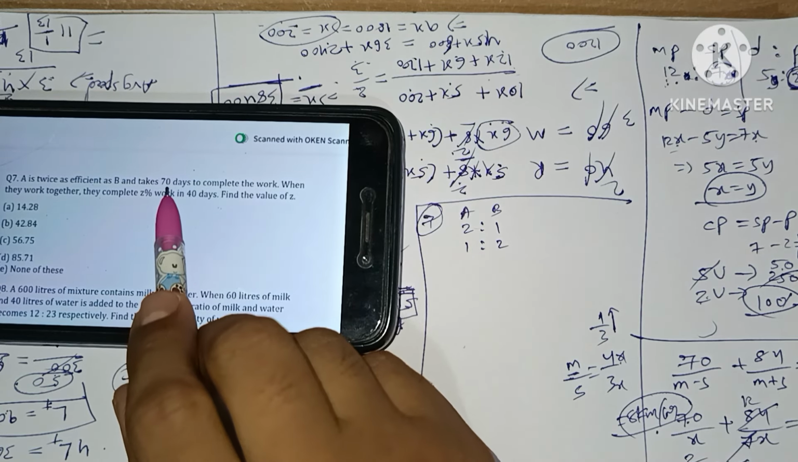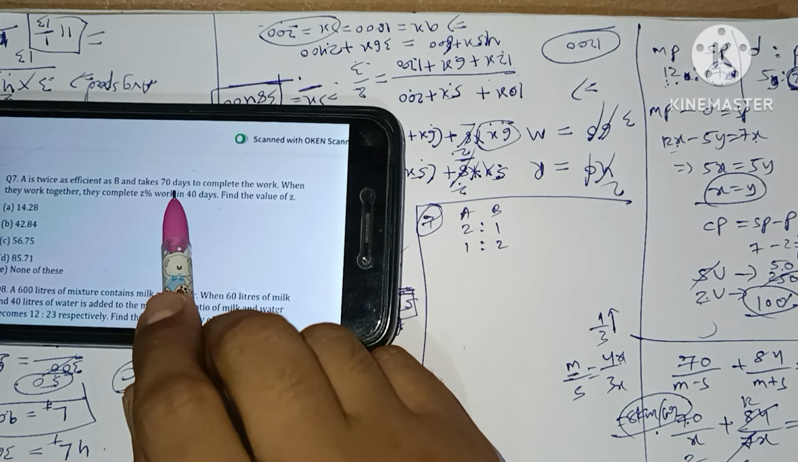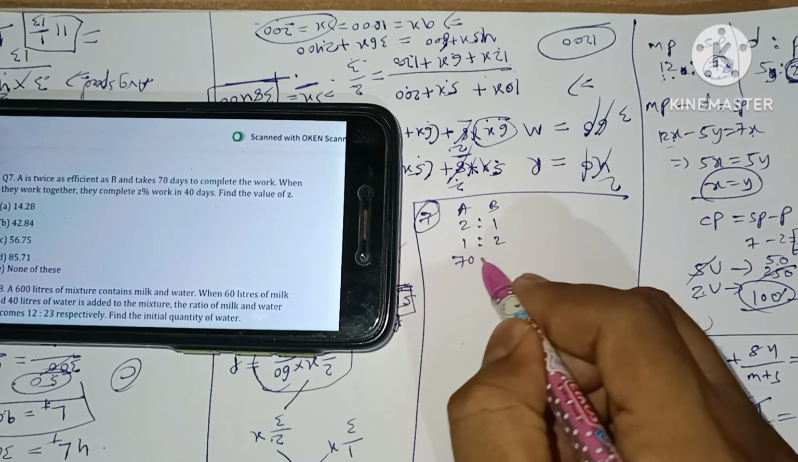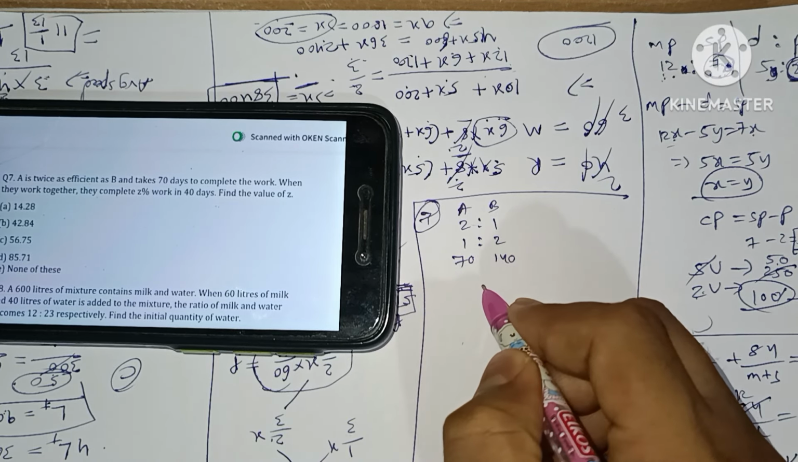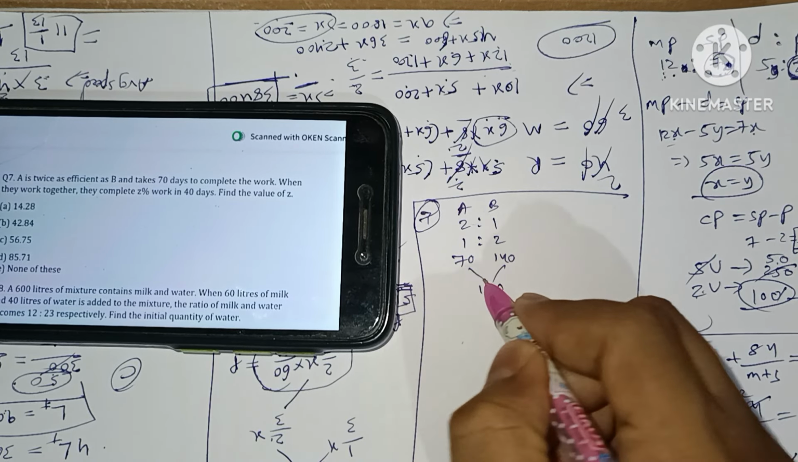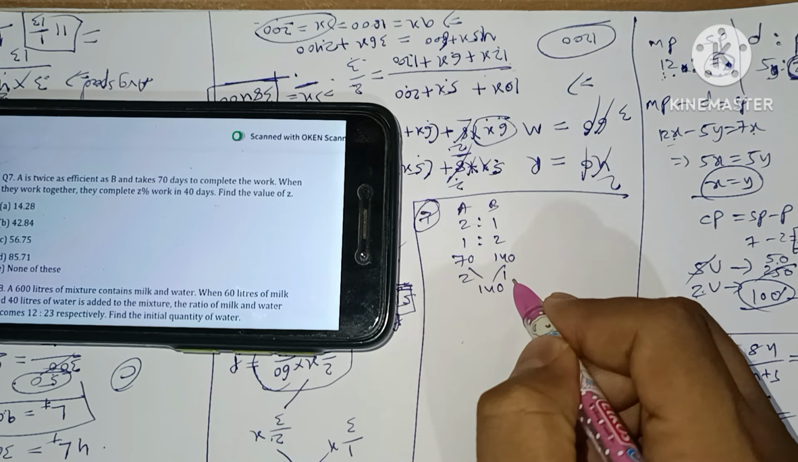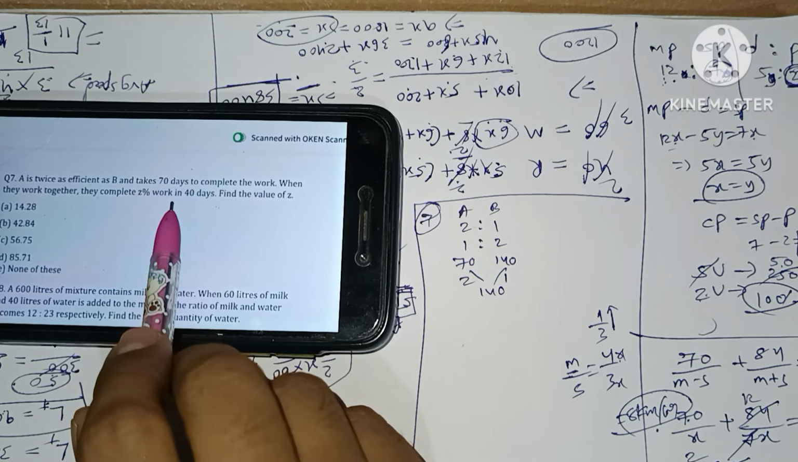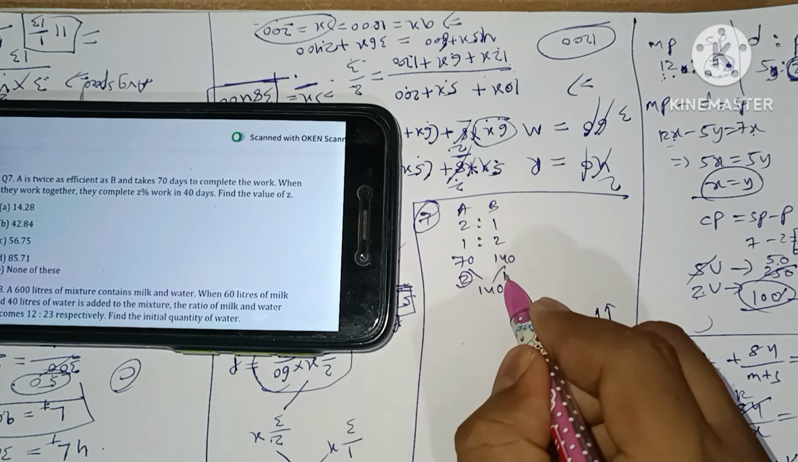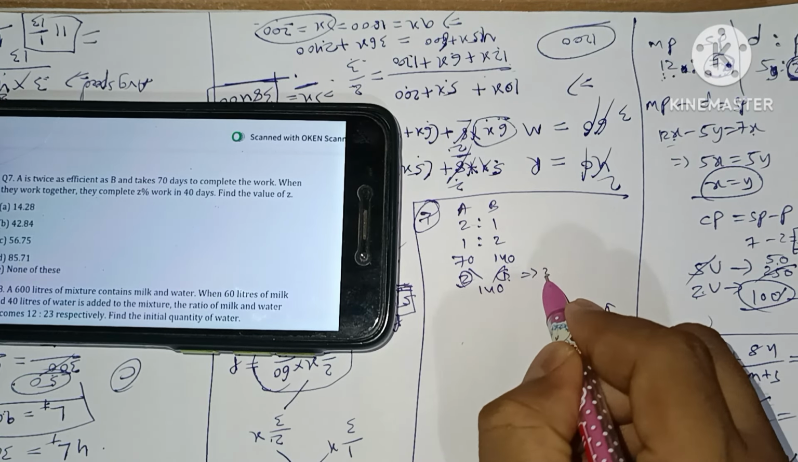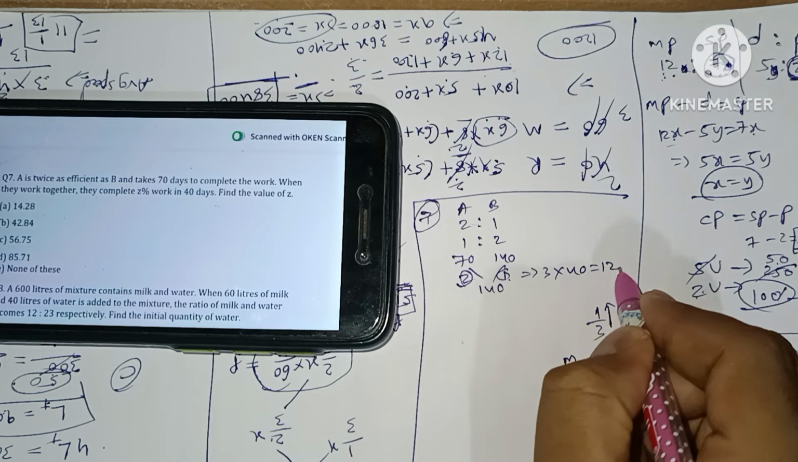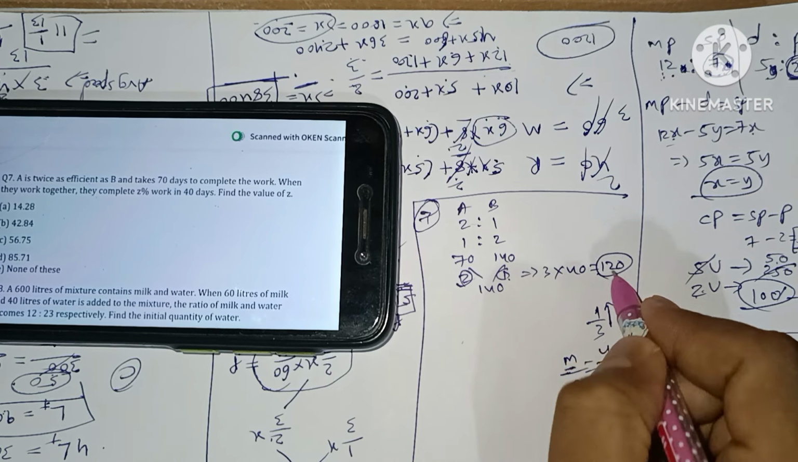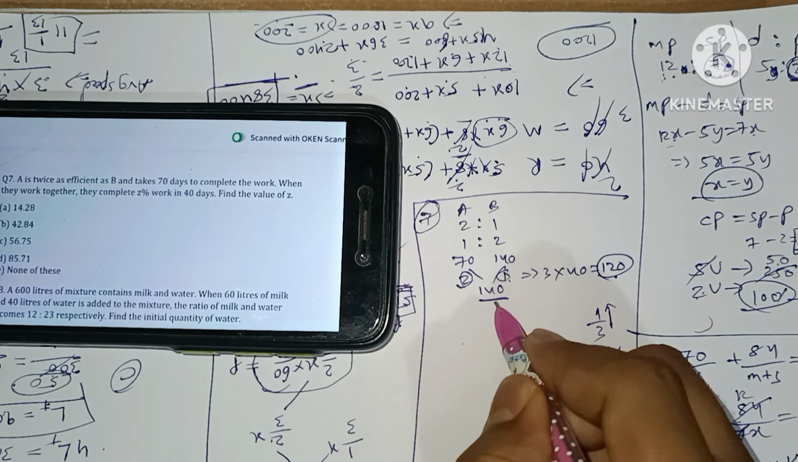Here it is given that A takes 70 days, which means B takes 140 days. The LCM of these two will be 140, and here A is 2 units and B is 1 unit. The question asked is when they work together, they complete Z percentage of work in 40 days. In 40 days, 2 plus 1 which is 3 units, 3 into 40 which is 120 units is completed, and we need to complete 140 units.